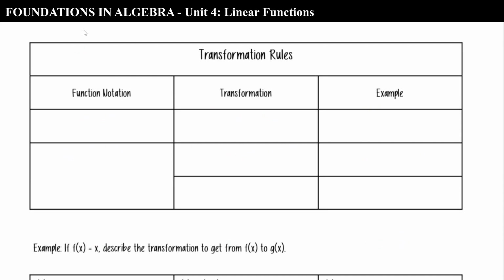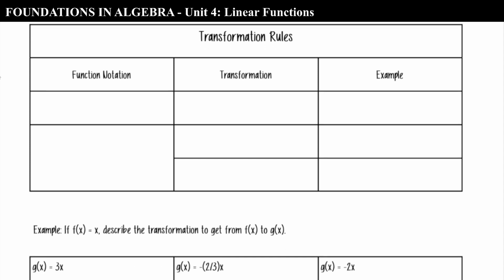All right, in the next part, we are going to talk about what happens when we have a reflection or a compression. So again, our parent function is f of x equals x. If we have g of x equals negative x, if we put a negative in front of our x, then we have a reflection across the x-axis.